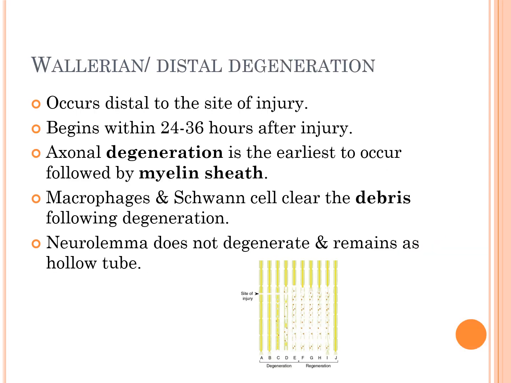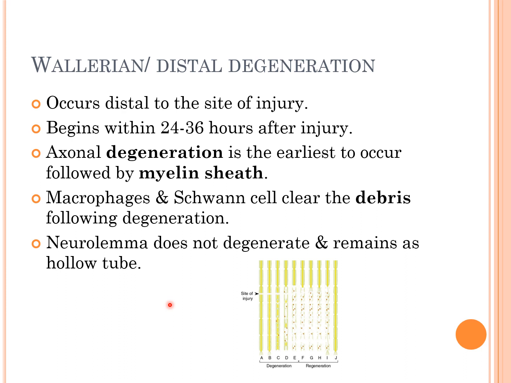So first we'll see what is Wallerian degeneration. Wallerian degeneration, I told you, is also called anterograde degeneration, or distal degeneration. So degenerative changes which occur distal to the site of injury is called Wallerian degeneration. It is named because it was discovered by a scientist called Augustus Waller. These changes begin within 24 to 36 hours after injury. So within a day, these Wallerian degenerative changes occur distal to the site of injury.